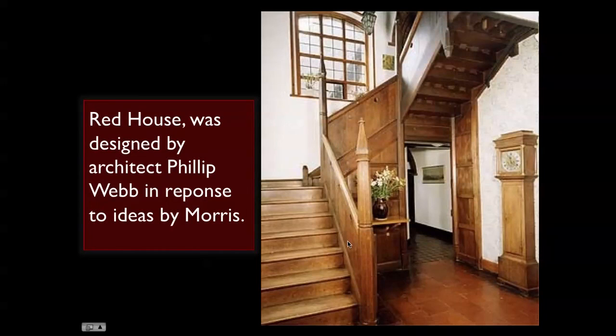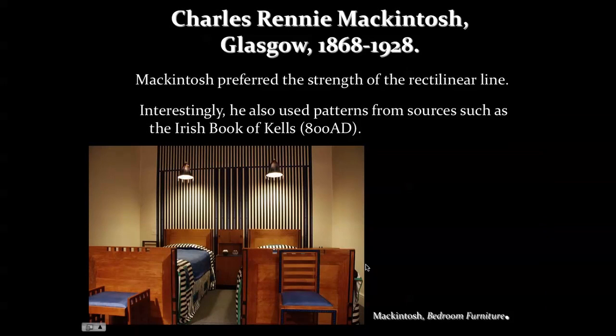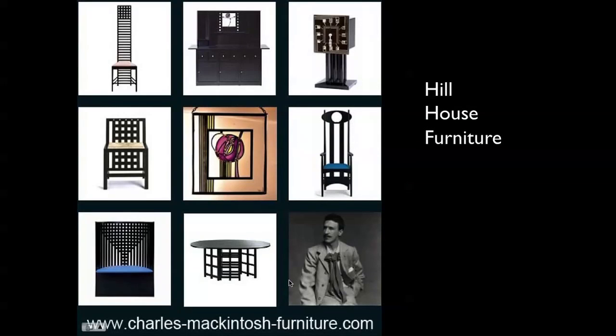So here we see a house designed by Philip Webb, in which there's almost a sort of Gothic 15th century look to the forms here, but the wood is allowed to appear in its full glory. Another designer from this period, Charles Rennie Mackintosh, architect designer, who looked to the medieval manuscripts for his inspiration. This looks very contemporary. So this is some of the furniture that Rennie Mackintosh designed.